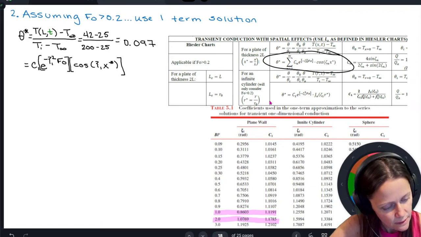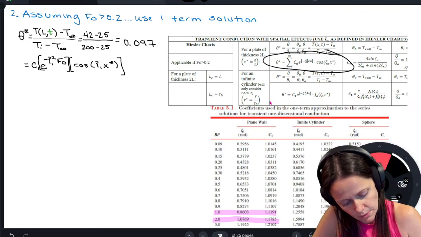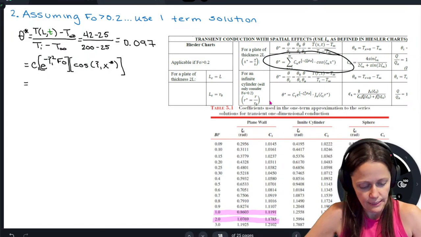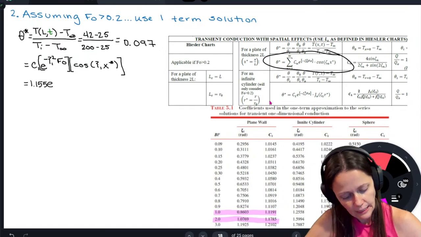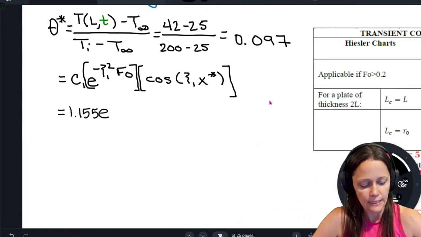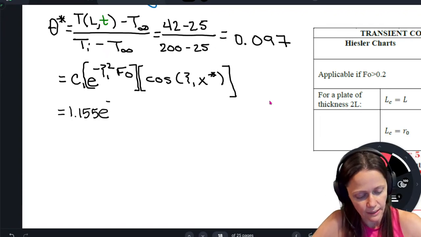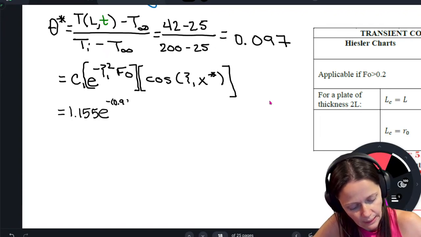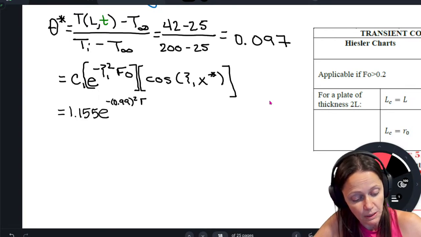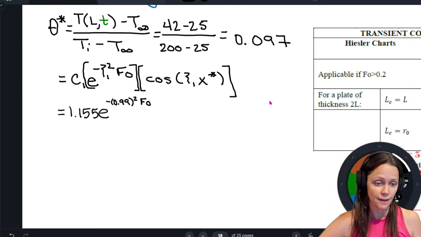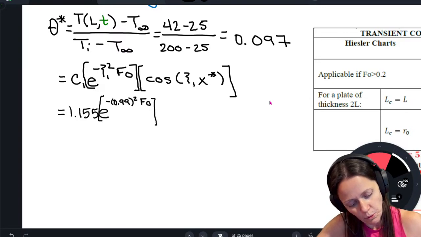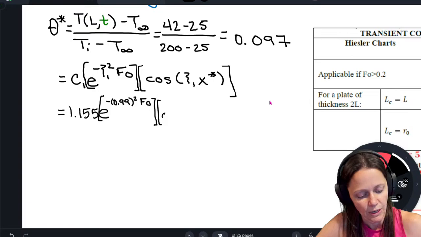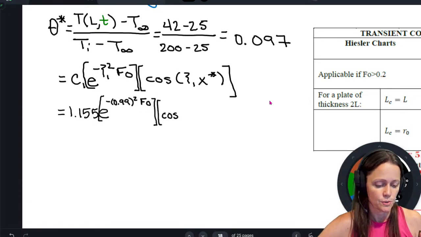So let's plug those in. This is 1.155 times e to the negative 0.99 squared times my Fourier number. And remember, that's my dimensionless time. If I solve for the Fourier number, I'm able to solve for the time, which I'm interested in. So that's the time component portion of the solution, and then we've got the position portion. So it's going to be the cosine.